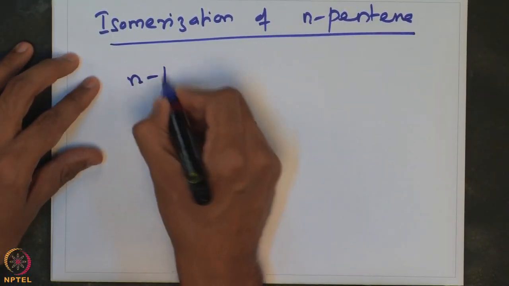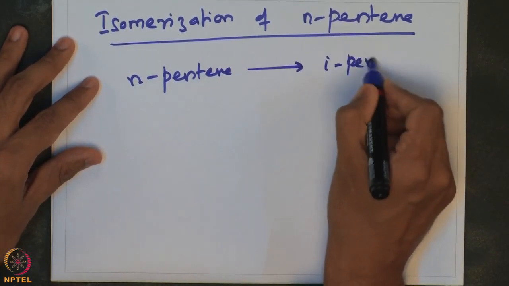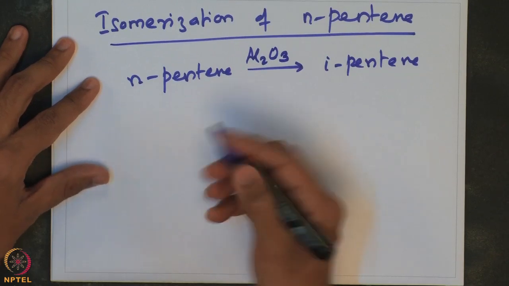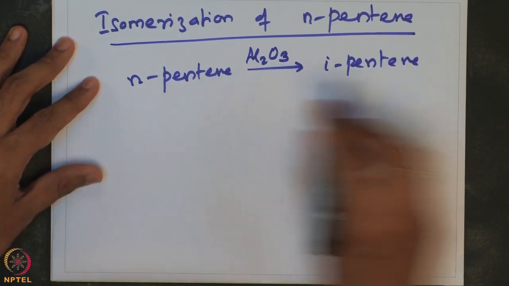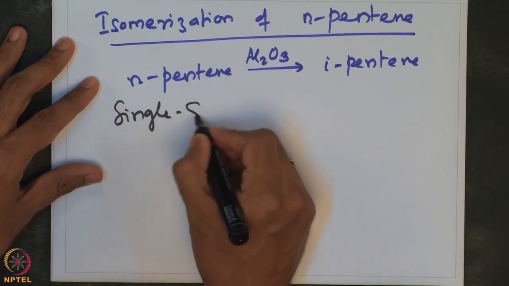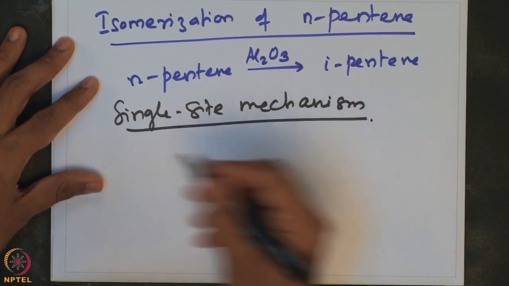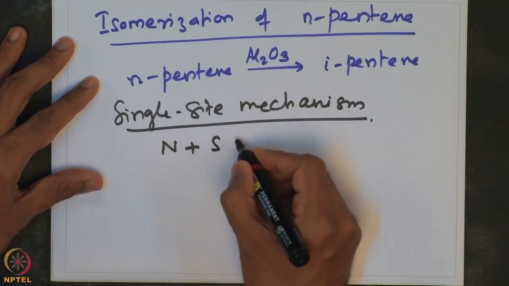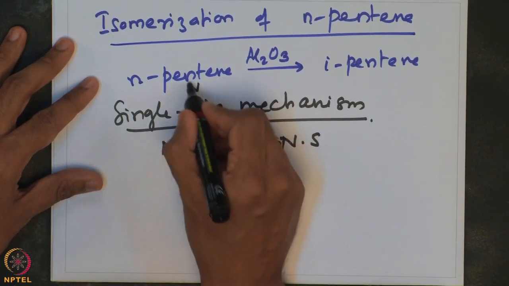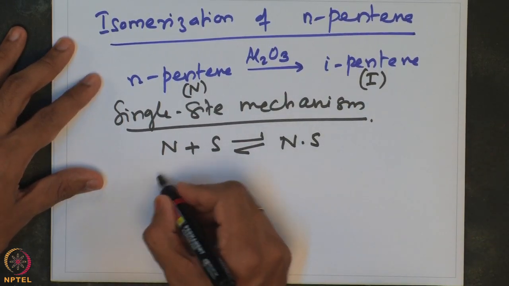So, the reaction is N-pentene forming its isomerized form, isomerization, which happens over an alumina catalyst. The mechanism is a single site mechanism. So, we use a single site mechanism. Let us say that N-pentene is represented as N and isomerized pentene is represented as I.